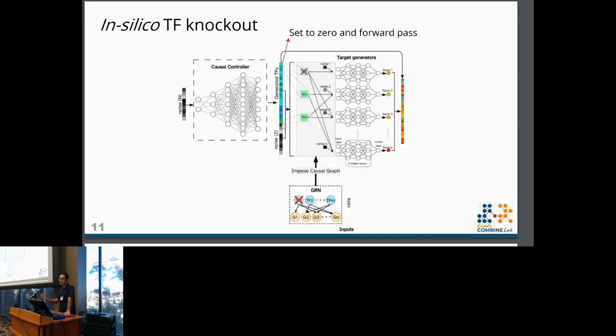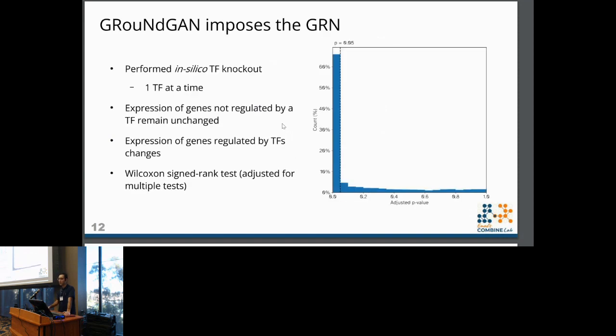And the way that works in the model is by setting to 0 one of the TFs that are outputted by the causal controller. So here I'm setting TF1 to 0, for example, and keeping all the parameters constant, doing a forward pass. And when we do this one TF at a time, of course, genes that are not being regulated by that TF, their expression remains unchanged. But genes that are regulated by that TF, their expression changes, and we perform statistical testing to quantify that change. So here we have this histogram of adjusted p-values for that experiment, which shows pretty significant p-values.